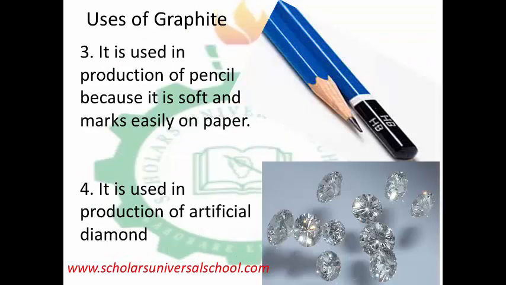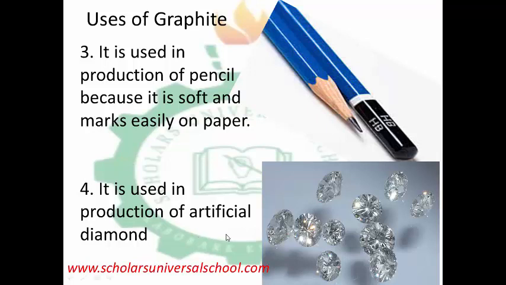Another use of graphite is in making lead pencil. You can see this pencil here. This is an HB pencil. This tip is graphite. But you can make a different degree of pencils by adding different degrees of clay. Pencil is actually made from graphite and a bit of clay. So the quality of pencil you want depends on the percentage of graphite, but usually graphite is the major component in making a lead pencil.